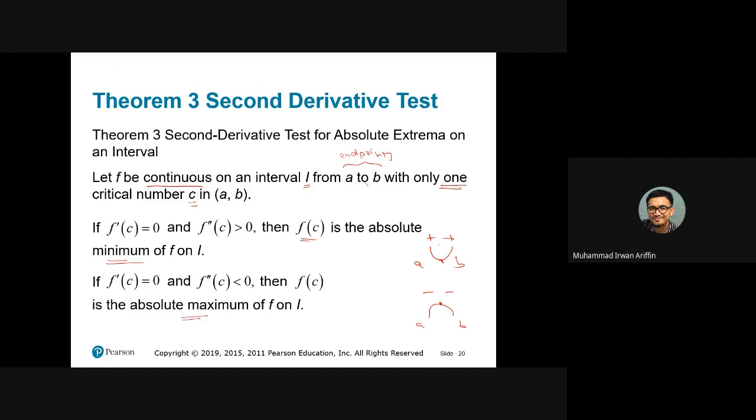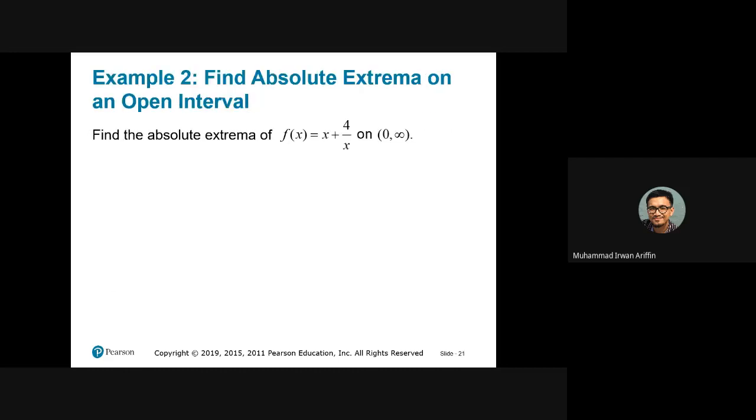So there's only one critical number, right? So that critical number will either be an absolute maximum or absolute minimum. Okay, so let's say we have this example. We have this function, a ratio function, within this interval from 0 to positive infinity. So this is an open interval on the right hand side.